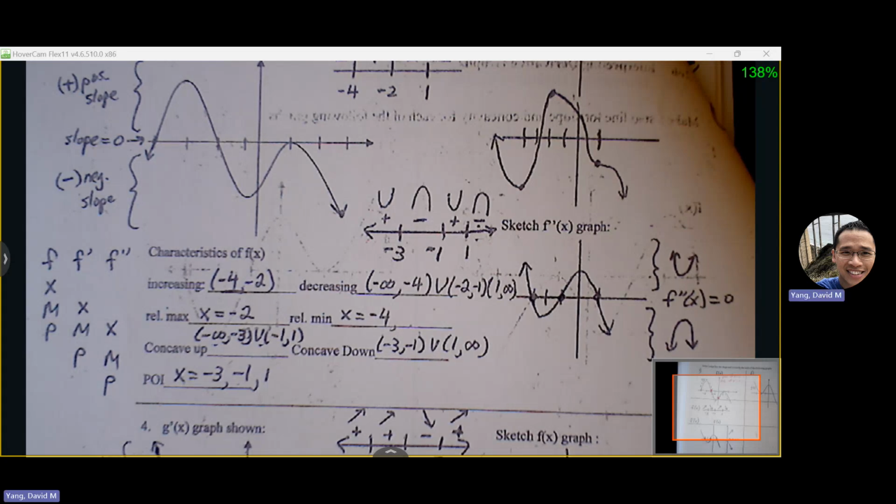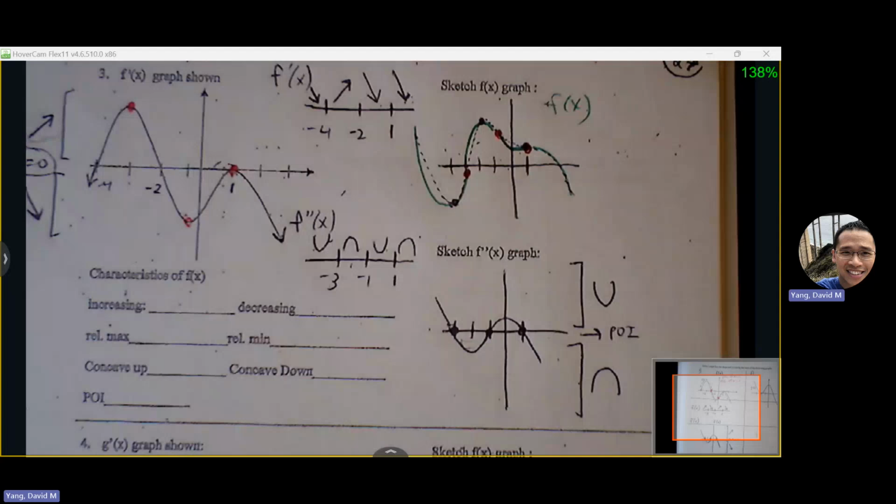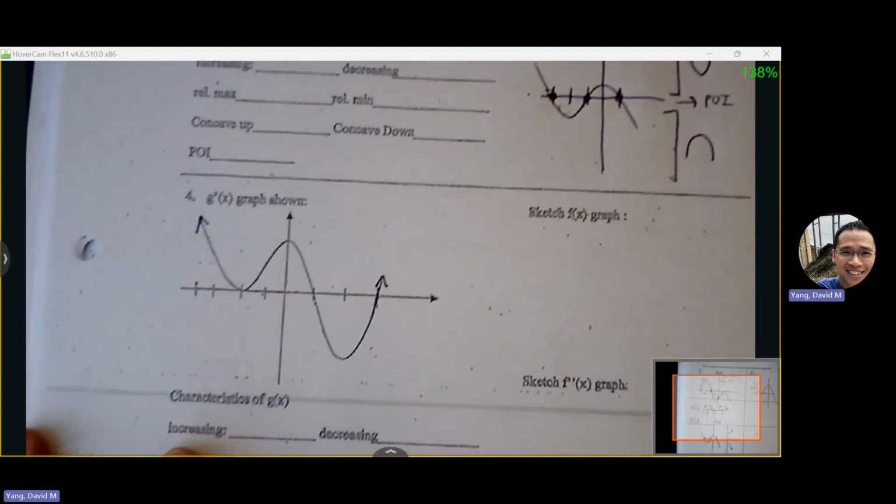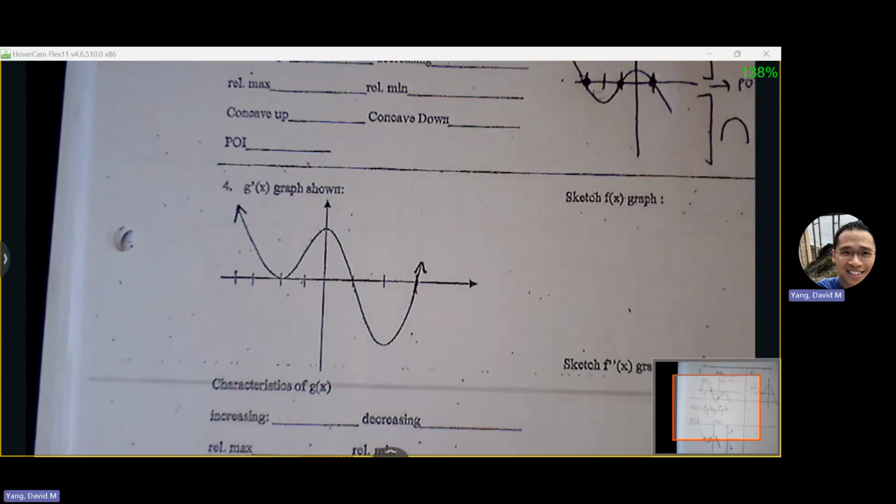So start by labeling your f prime graph. Your first order of business, can you get your slope and concavity sign lines set up? If you can get those two set up, that's the hardest part of the problem, because then after that, you can just use the sign lines to help give you guidance as to how the graph is going to be shaped. All right, so as you try number 4, I'll work alongside you.